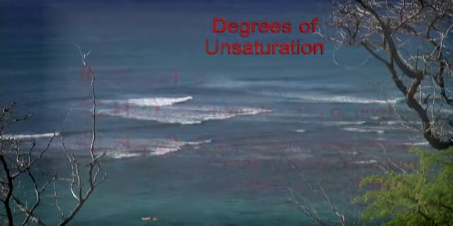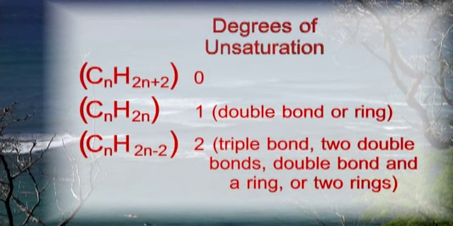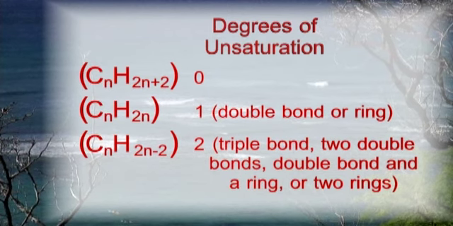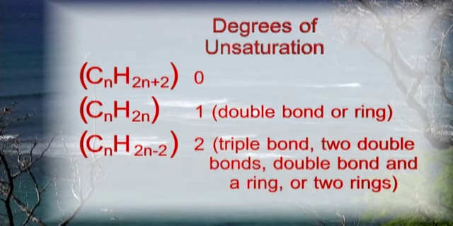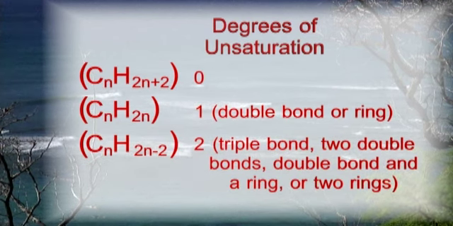Looking down the general formula column, we see that each time a degree of unsaturation is introduced, 2 fewer hydrogen atoms are present. Calculating degrees of unsaturation for a given molecular formula helps us develop a logical plan before drawing Lewis structures.